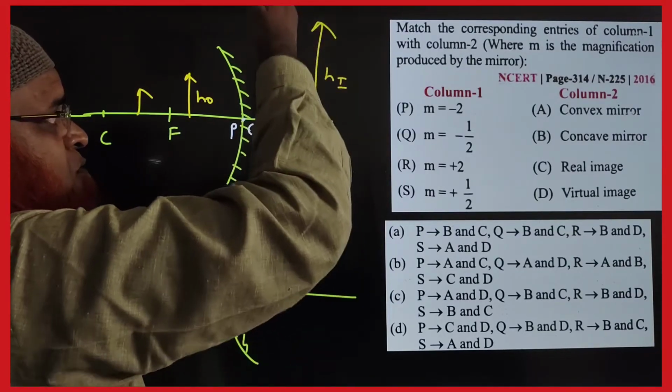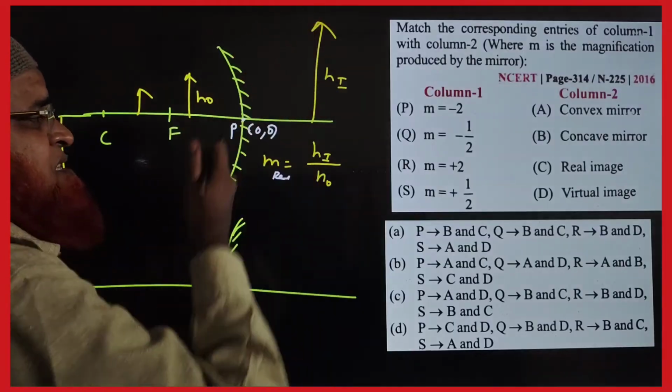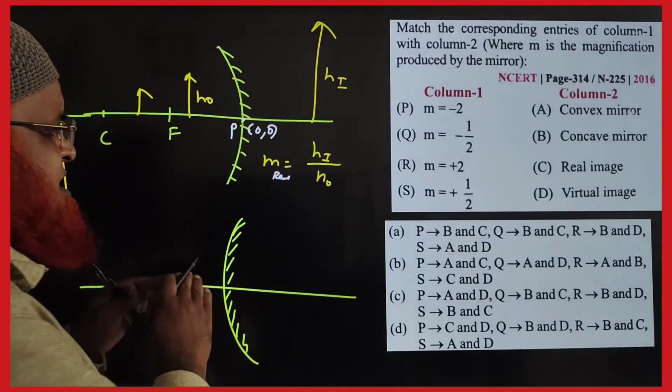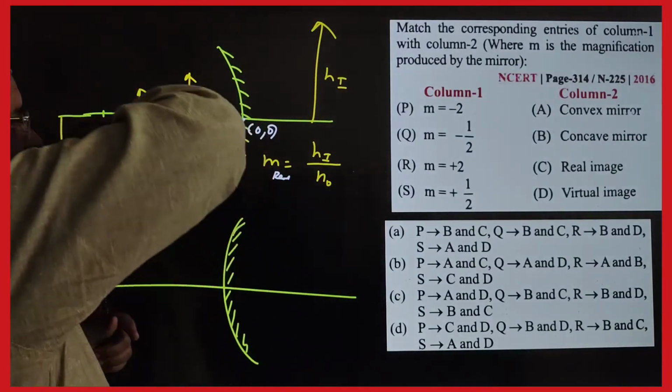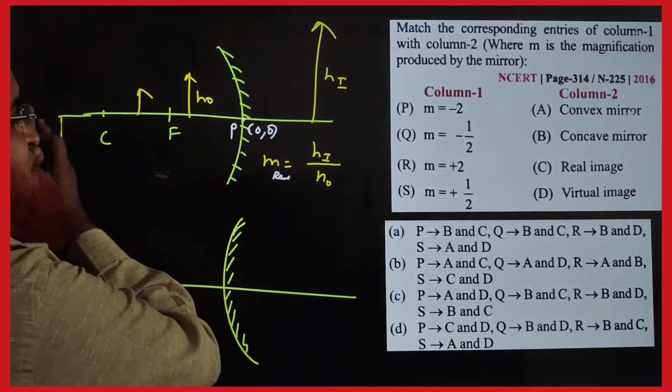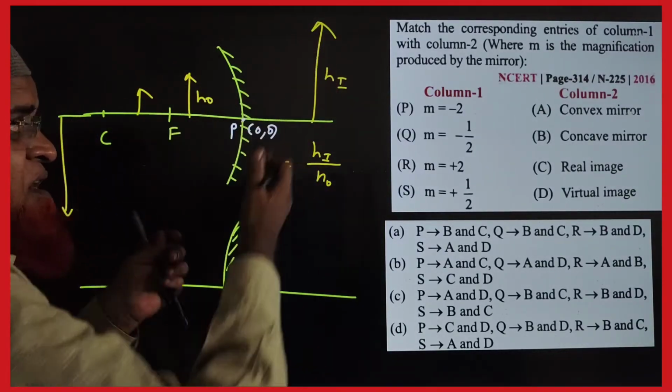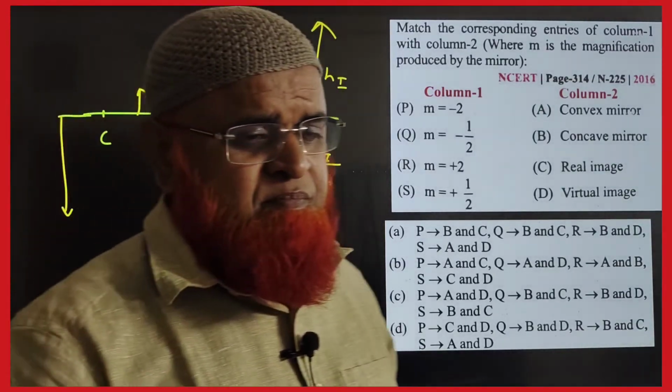Image is erected. Object भी सीधा है, image भी सीधा है, only for the virtual case. And all the inverted cases, object erected है तो image inverted आ रहा. And that too is on the same side of the object. Mirror के उस तरफ जो भी आ रहा है उसको virtual बोलते हैं.